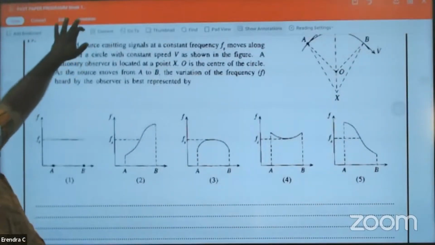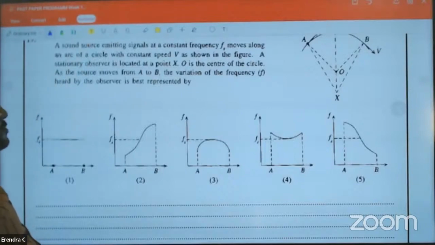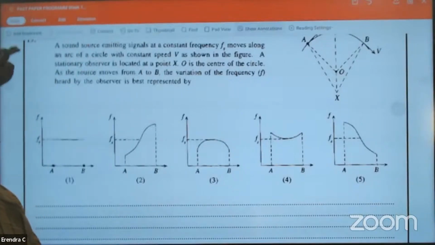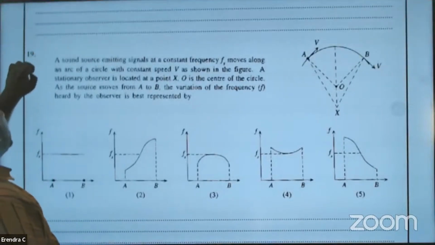MCQ 19. That means this is the 59th MCQ. See, 60 MCQs are done this week.